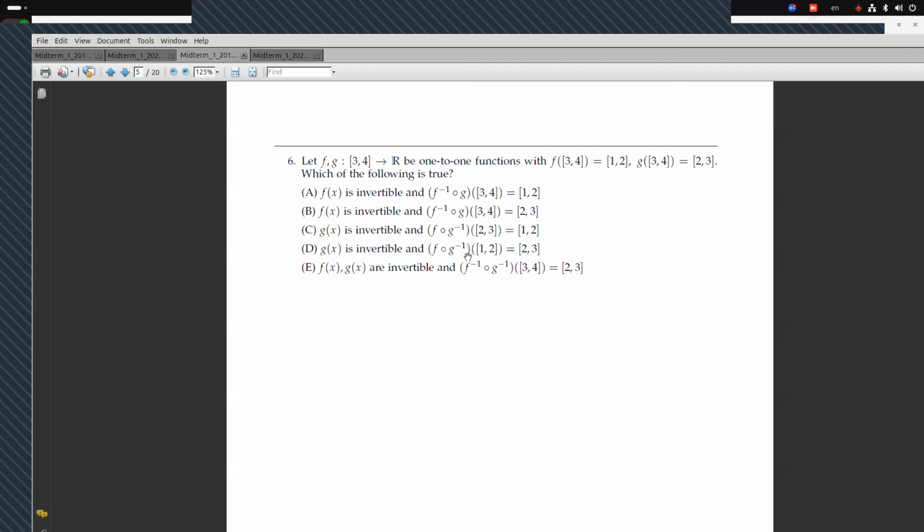Okay, let's begin. Statement A says F is invertible, F minus 1 composed with G, the image of that. Okay, let's understand what the inverse of F is. So if we know that F is from 3 to 4 to 1/2, and F is an invertible function, guys, what is F minus 1? 1/2.